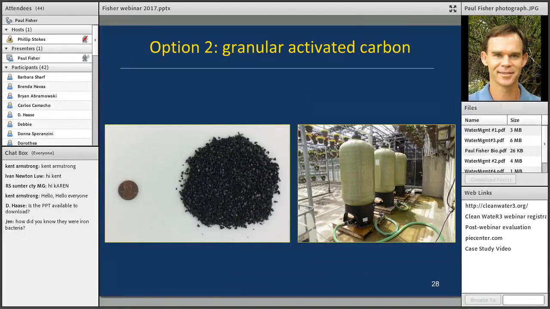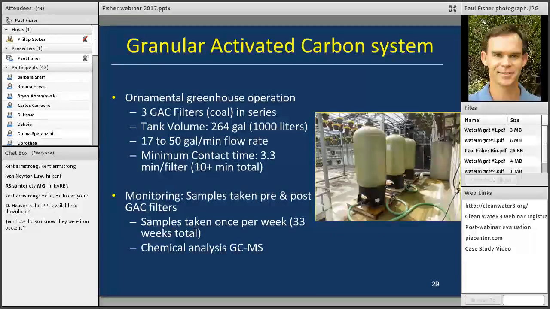Another option would be to use granular activated carbon. This is where you have small particles that are approximately 1 millimeter in diameter, and we have modified sand filters filled with this granular activated carbon. Here are some technical details about the installation. They had 3 filters in series.